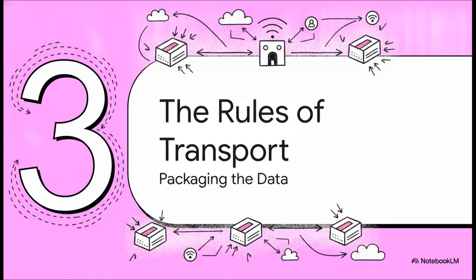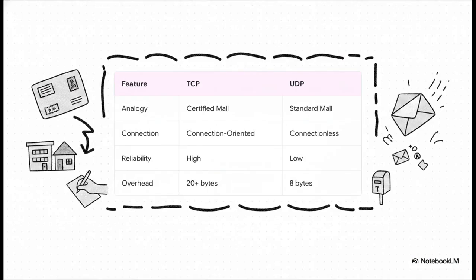Okay, so now that our architecture is mapped out and the gateway's in place, we're on to Section 3, the rules of transport. We have to figure out exactly how this data gets packaged and shipped across the network. When it comes to network transport, we're mostly dealing with two main rulebooks, TCP and UDP. The best way to think about this is like the post office. TCP is your certified mail. It is super reliable, it strictly requires a signature, and if a package gets lost, it resends it.